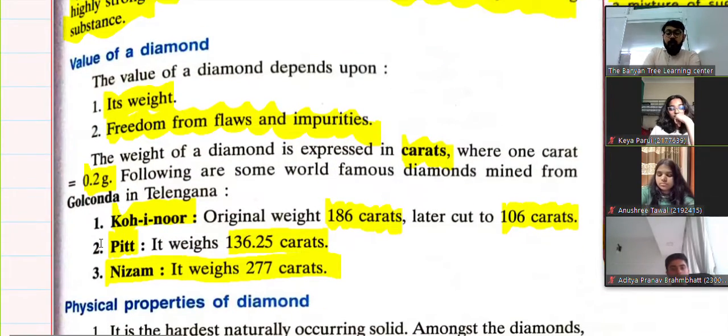Value of diamond. The value of a diamond depends upon number 1, its weight, and number 2, freedom from flaws and impurities.